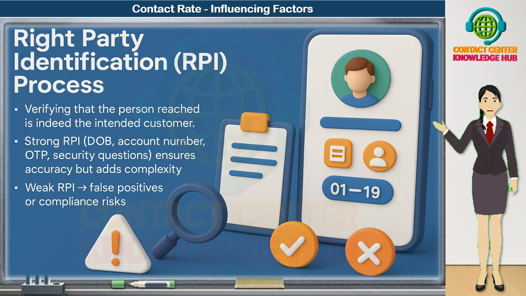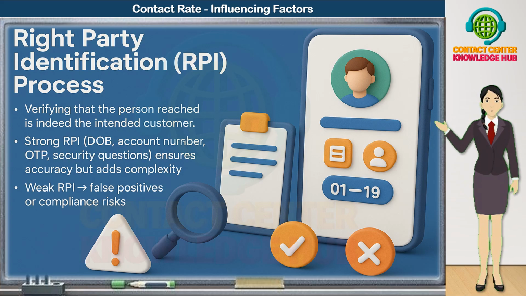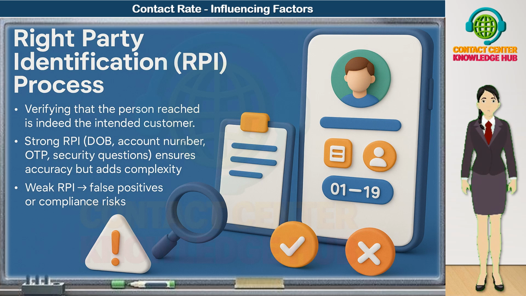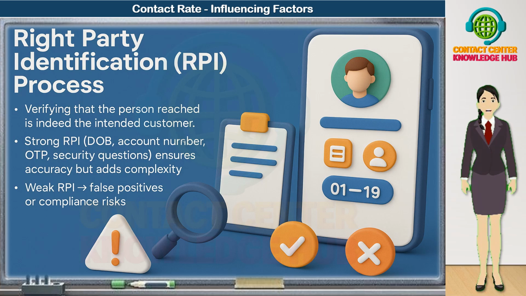It's not enough to simply get someone on the line, you need to confirm before proceeding with sensitive information or account discussions. A strong RPI process involves multiple verification steps such as confirming the date of birth, account number, using one-time passwords, or asking security questions. While these checks improve accuracy, they can also add complexity and extend call handling time.